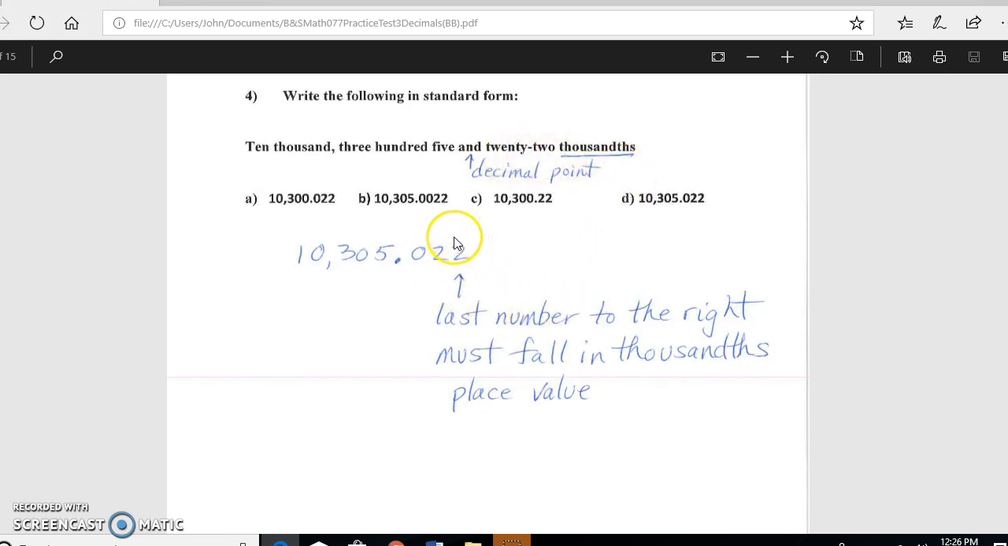So we're going to have the whole number 22, but we have to make sure that the last digit falls in the thousandths place, which is the third decimal place to the right. So that means we have to put a 0 in front here to move that last 2 out to the thousandths place. Last number to the right must fall in the thousandths place in this number here. So this is our answer, and we look up here and we would find that this would be letter D would be the answer.